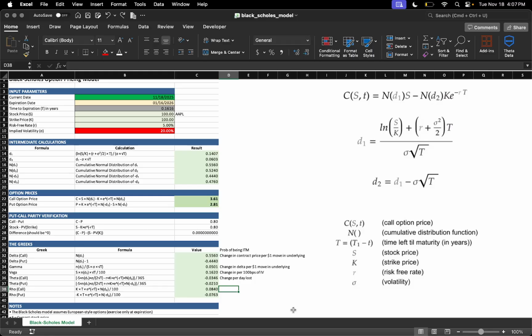rho is the change in the contract price per 100 basis points in the risk-free rate. Here you can see that the contract price will go up by almost 8.5 cents if bond yields went down by 100 basis points. So I'm going to do 4 here, and there you go. It went up. Sorry, it went down. It's inverse, sorry, because we went down 100 basis points, not up 100 basis points.